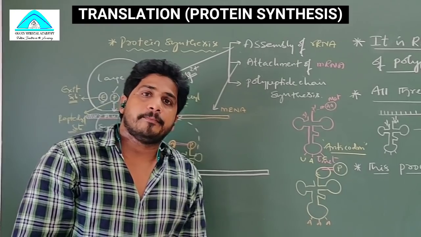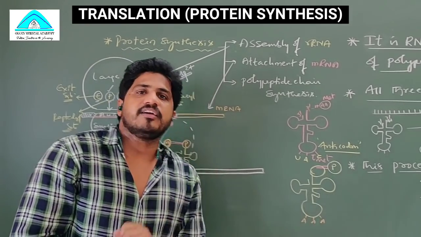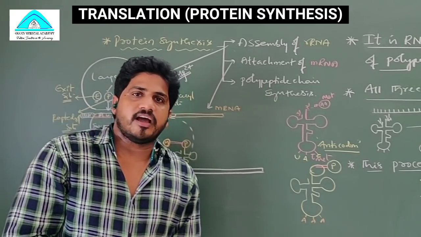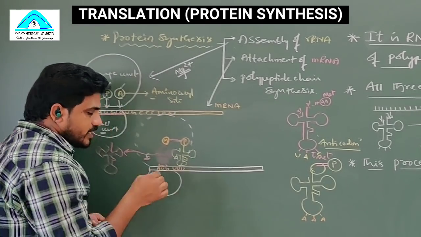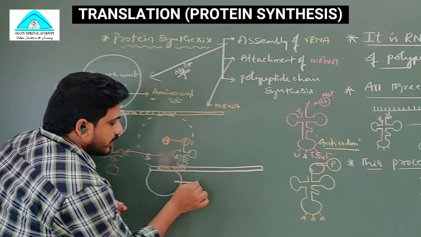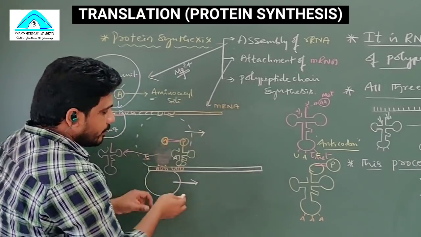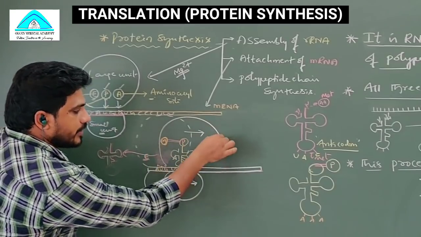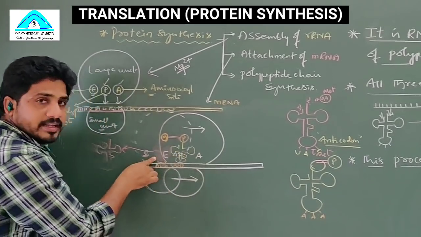Here, what is the function of the P site? Formation of the peptide bond. What is the function of the A site? Receiving the tRNA. What is the function of the E site? Exiting the tRNA after formation of the peptide bond. So now, what will happen? Generally, students will think that the mRNA is sliding. No. On the mRNA, both the smaller and larger subunits are riding, meaning they are sliding. So it comes here, and then this is the P site, this is the A site, and this is the E site.